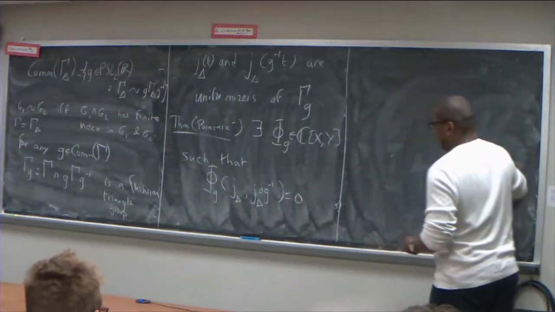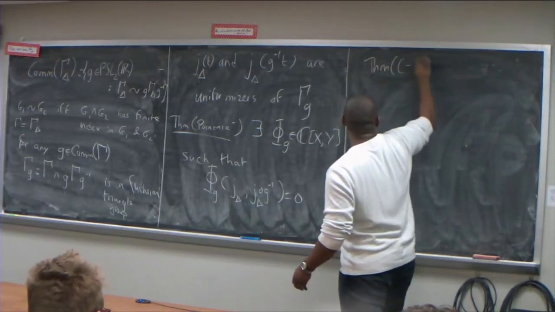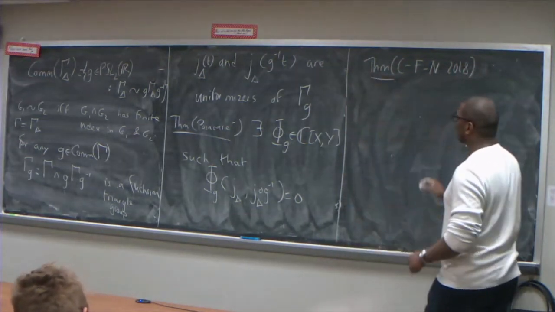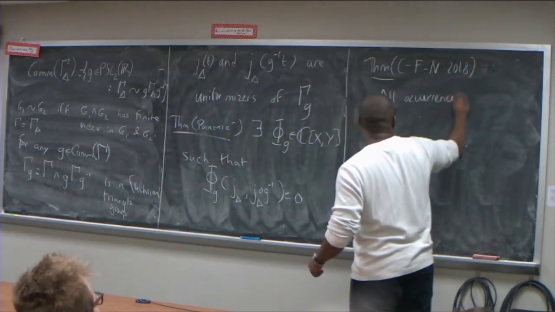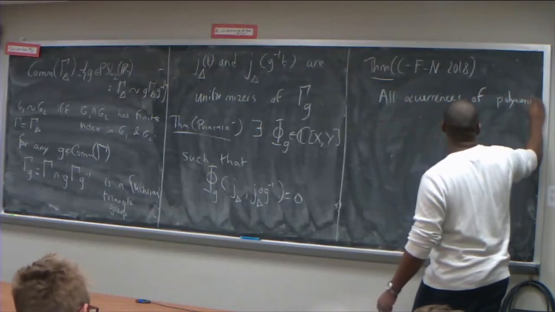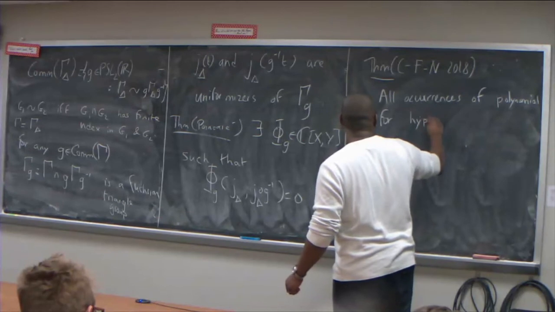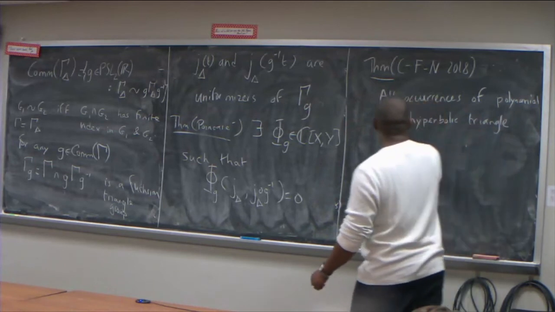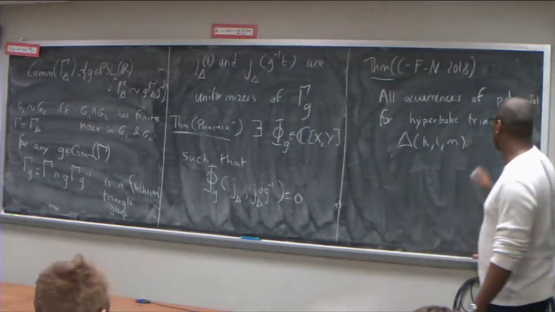And what we show in our previous work with Casal, again in 2019, is that all occurrences of these polynomials for hyperbolic triangle groups, where we have KLM, come from one of these polynomials.